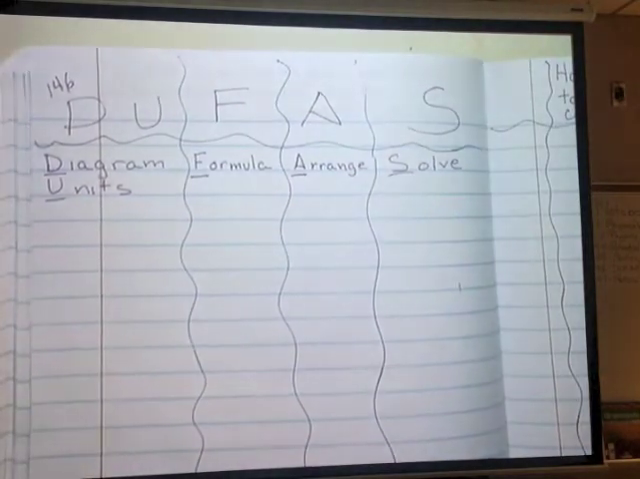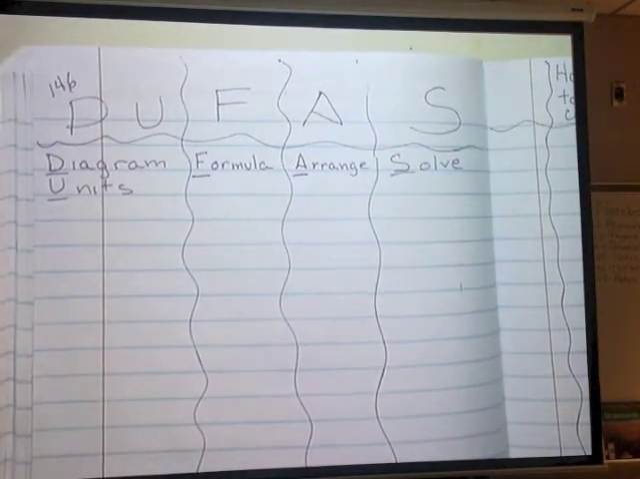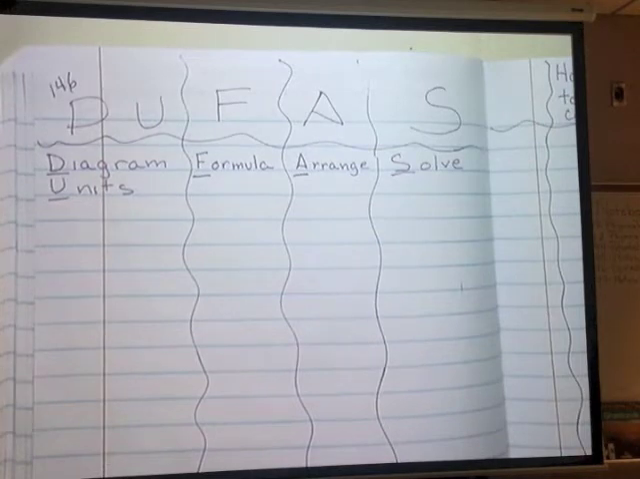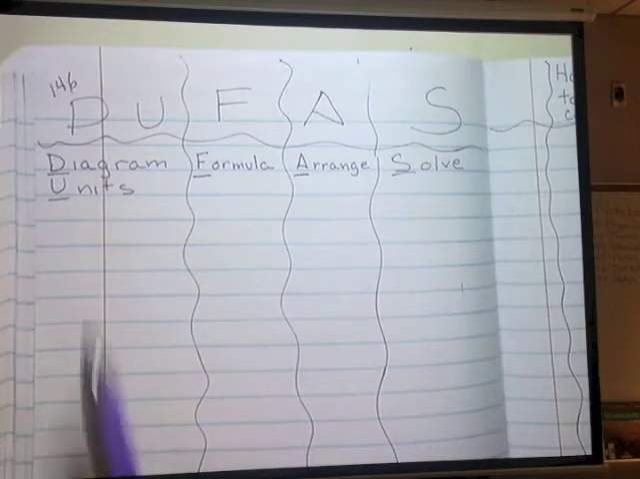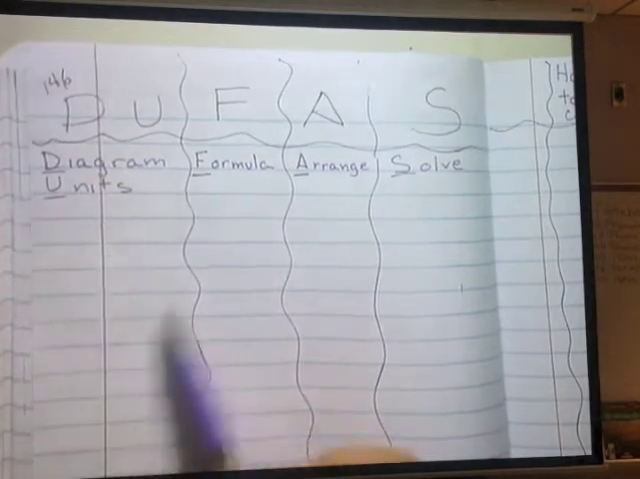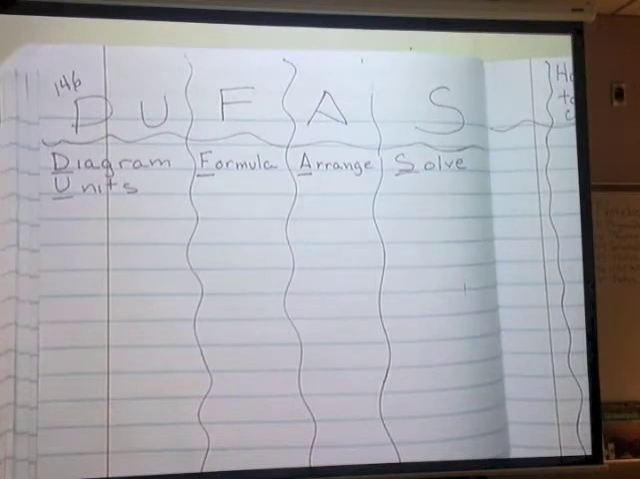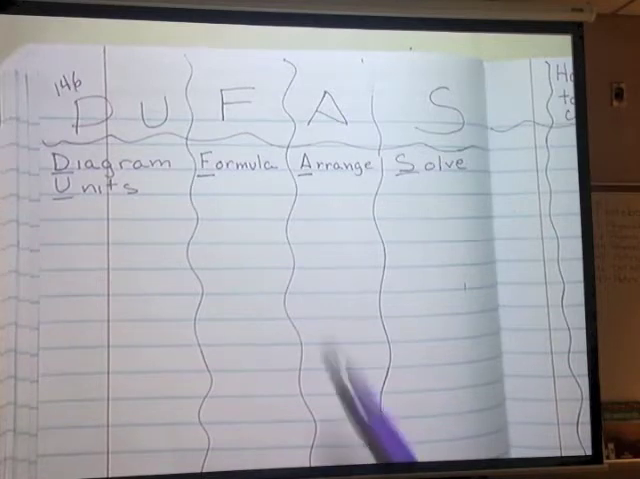What we're looking at is a way to dissect the problem and make sure that you do the problem correctly and choose the correct formula. D and U stand for diagram and units. In that section, you are going to draw a diagram and write the units that go along with the problem that you're doing.